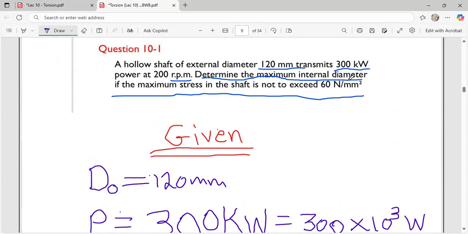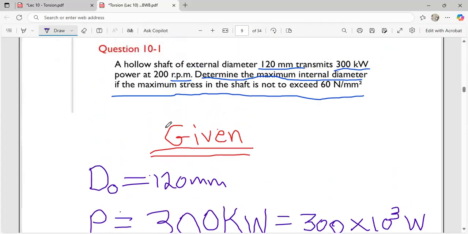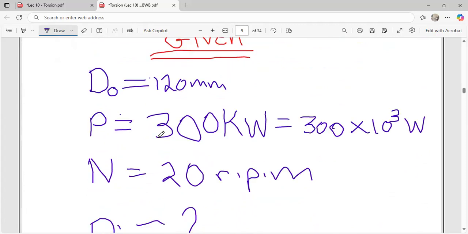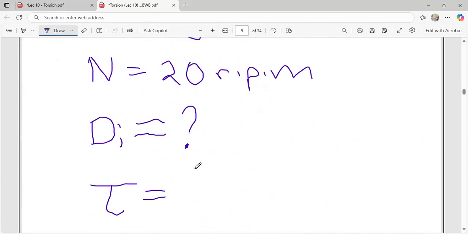Determine the maximum internal diameter if the maximum stress in the shaft is not to exceed, okay, so the shear stress is what they have given us. What is it that they have given us? 60 Newton per mm squared. So from there, it implies that we just have to put down our formula in our solution and use that to derive the ones that we are supposed to look for. Okay, so this was equal to 60 Newton per mm squared.